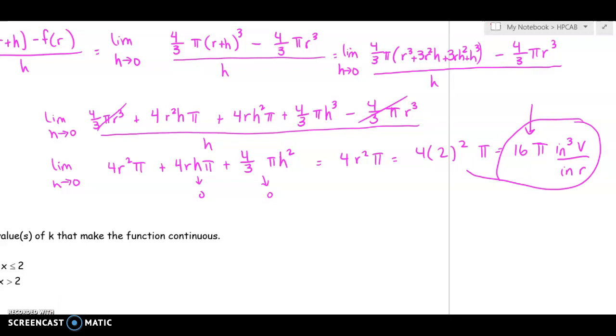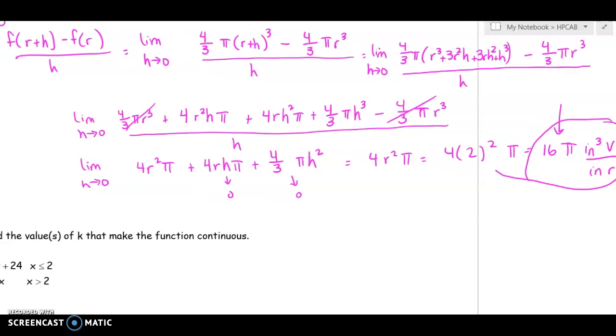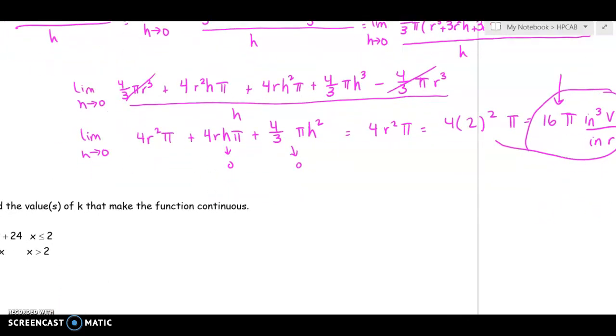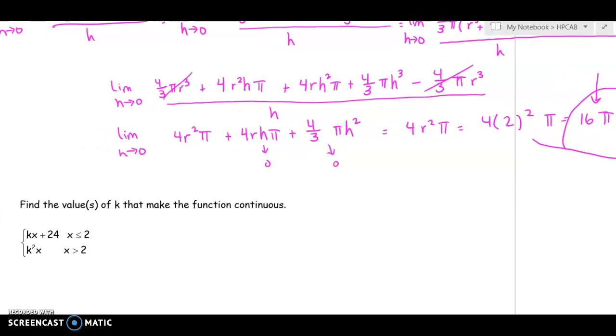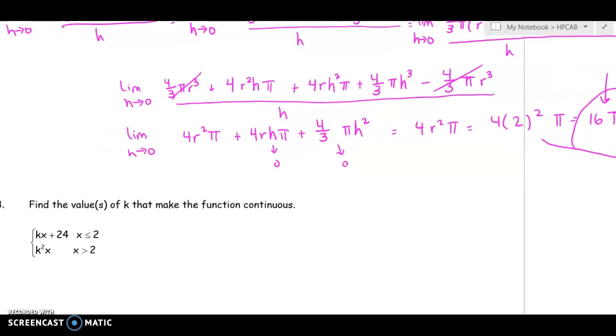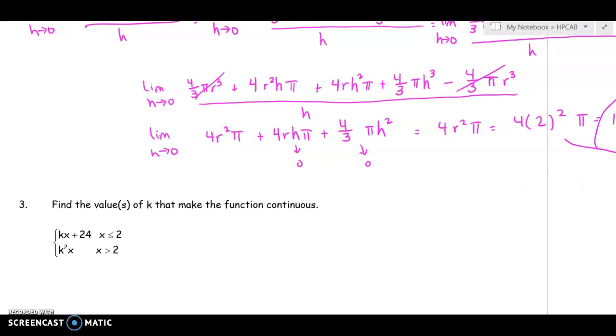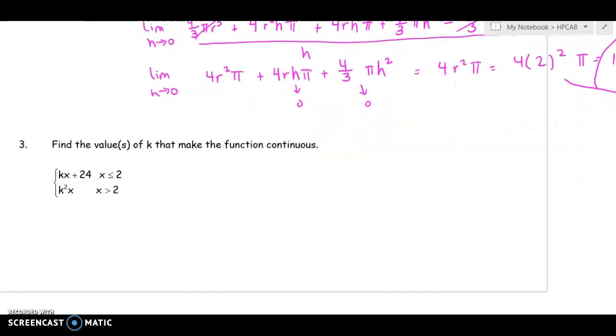Okay, the last problem is talking about continuity. All right, it says to find the value of k that makes the function continuous. And so you'll notice it's a piecewise function. In order for it to be continuous, we want to make sure that there's no gaps in the graph. The only place where there's a potential gap is right here where x is equal to 2. So we want whatever the y value is for this top branch at x equals 2, we want it to be the same as the y value down here when x equals 2.